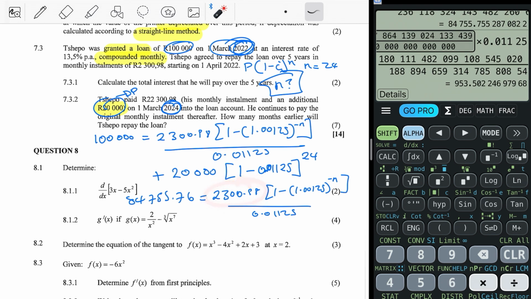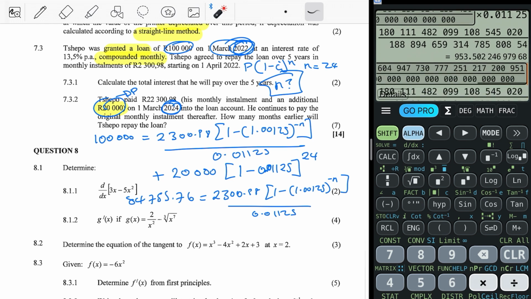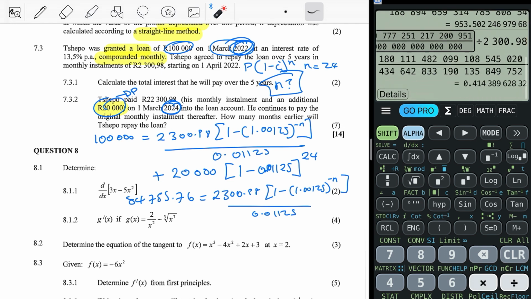And then since you get your answer, you can divide by this. So your answer divided by 2,300.98, and you get your answer. So now your answer is 0.414. You know what I mean? Let's call it 4 again. 1 minus 1.0.